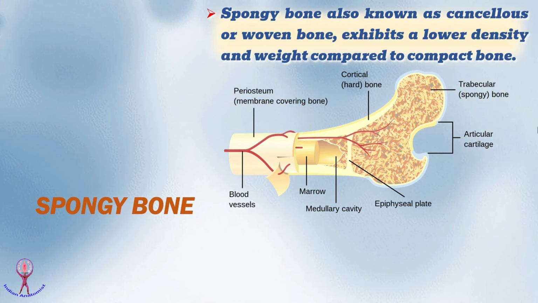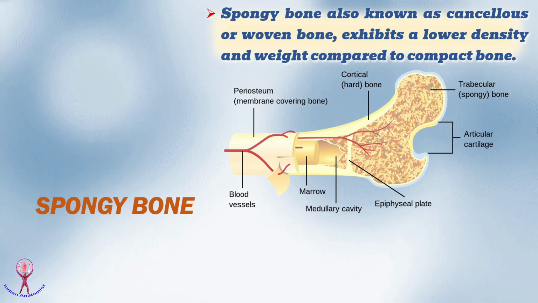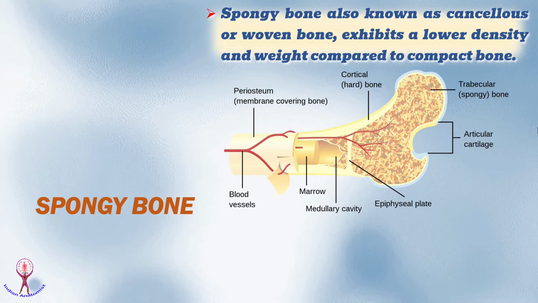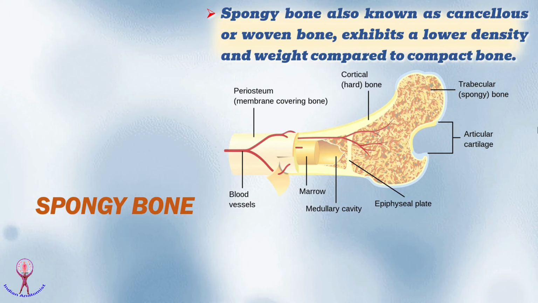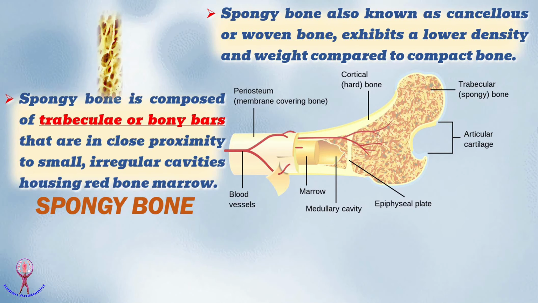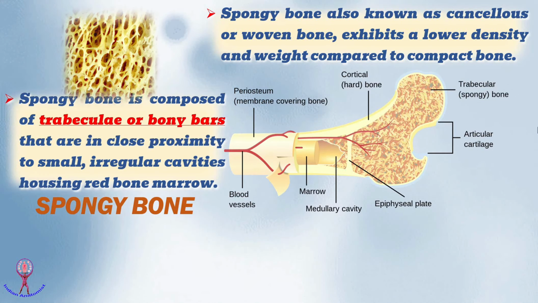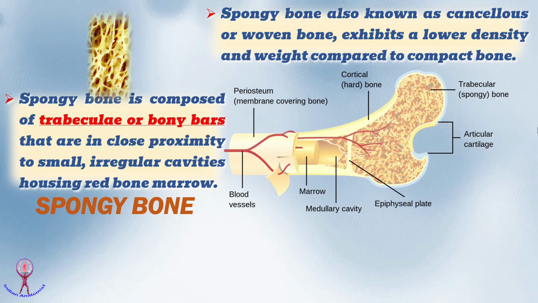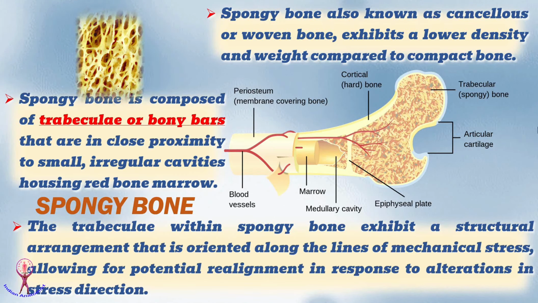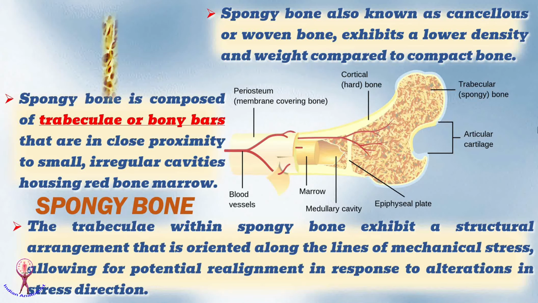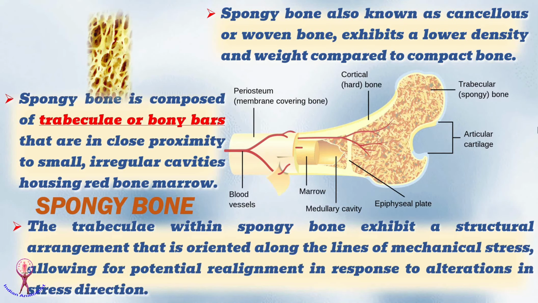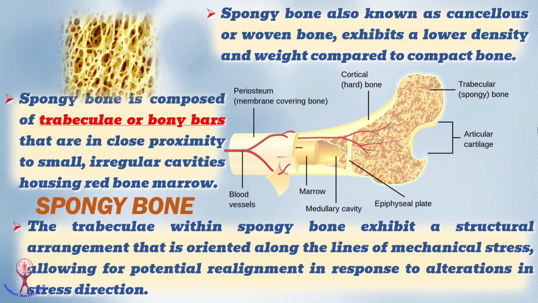Now I'll talk about spongy bone, which is the last type of bone in the structural classification. What is spongy bone? Spongy bone, also known as cancellous, or woven bone, exhibits a lower density and weight compared to compact bone. Spongy bone is composed of trabeculae, or bony bars, that are in close proximity to small, irregular cavities that house the red bone marrow. The trabeculae within spongy bone are arranged along the lines of mechanical stress, allowing for potential realignment in response to alterations in stress direction.